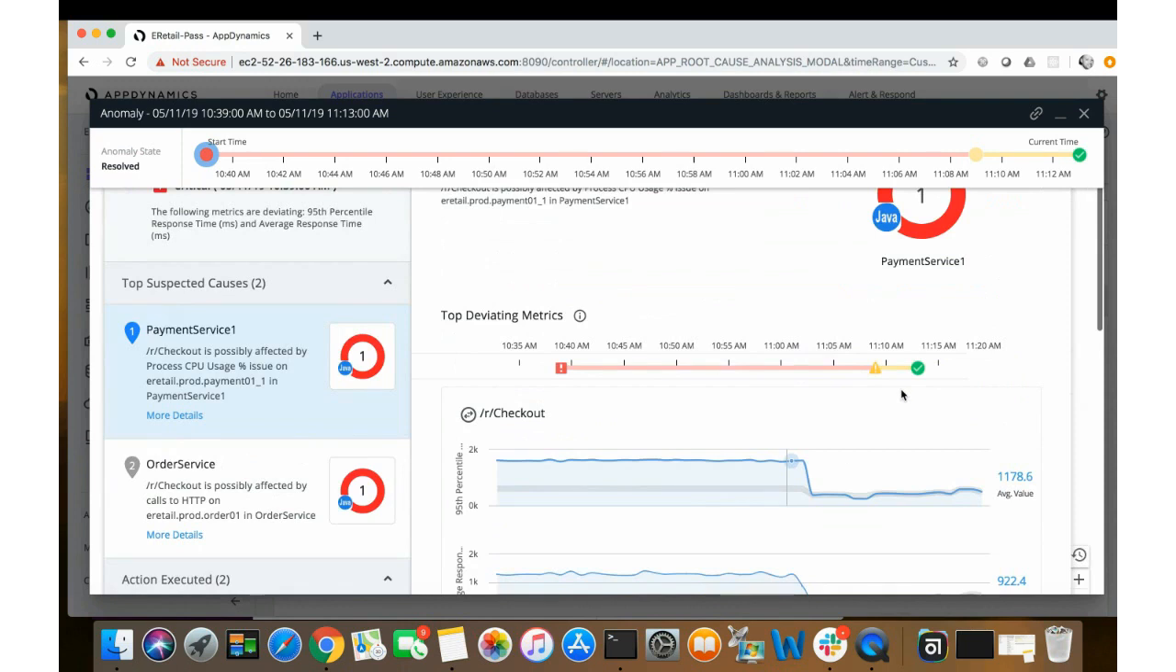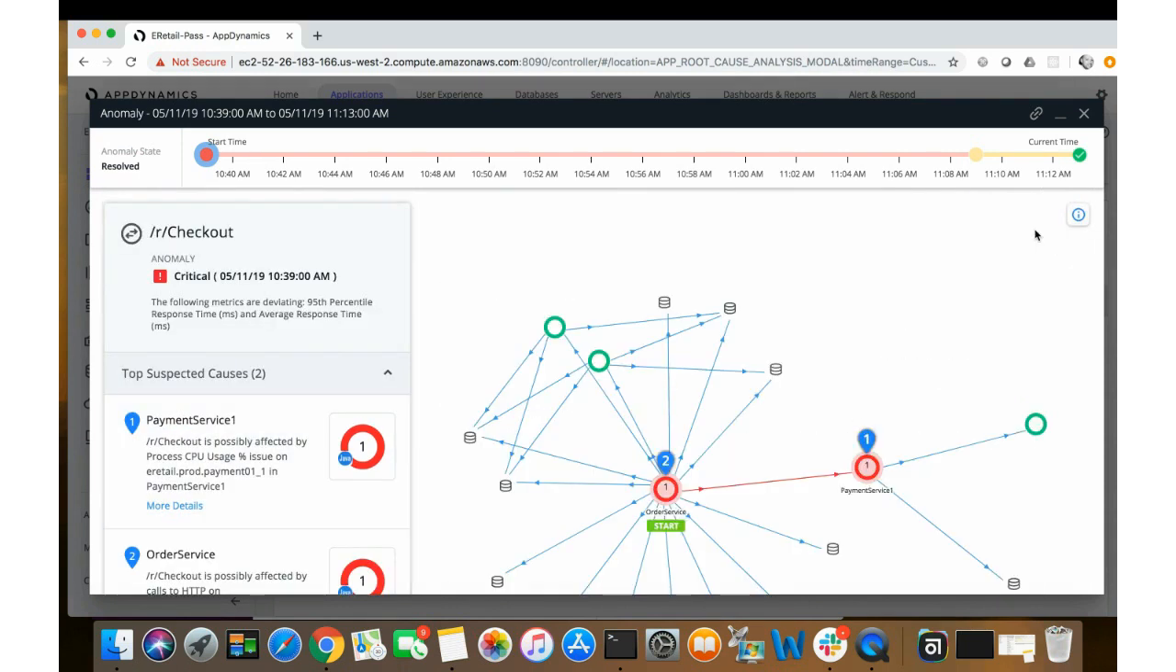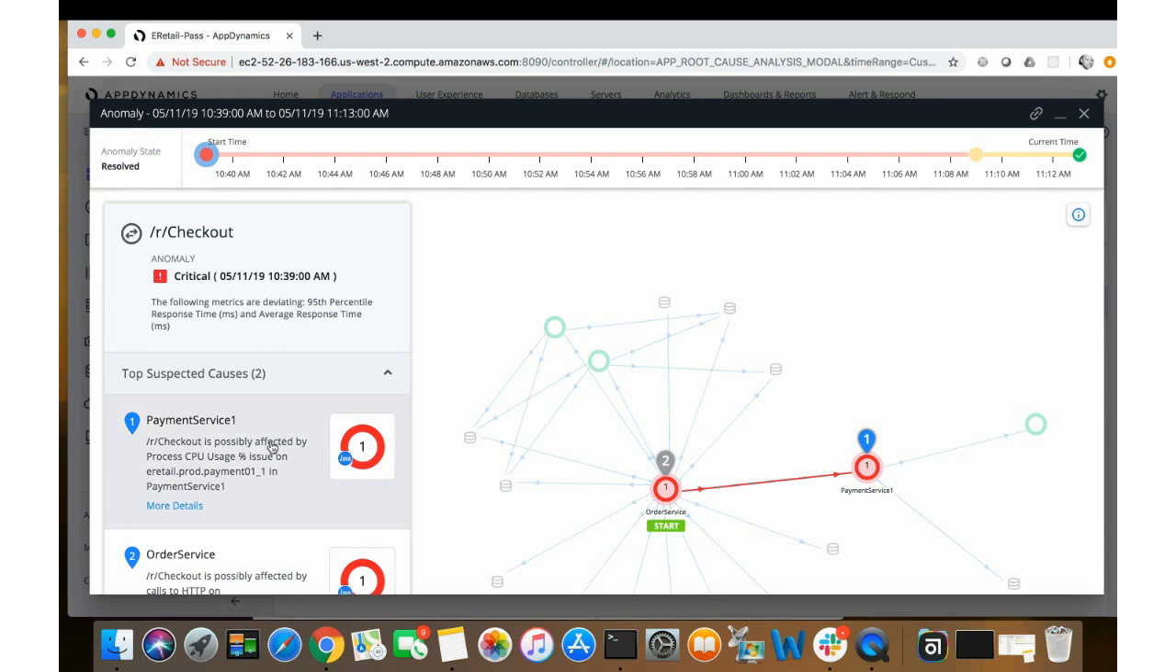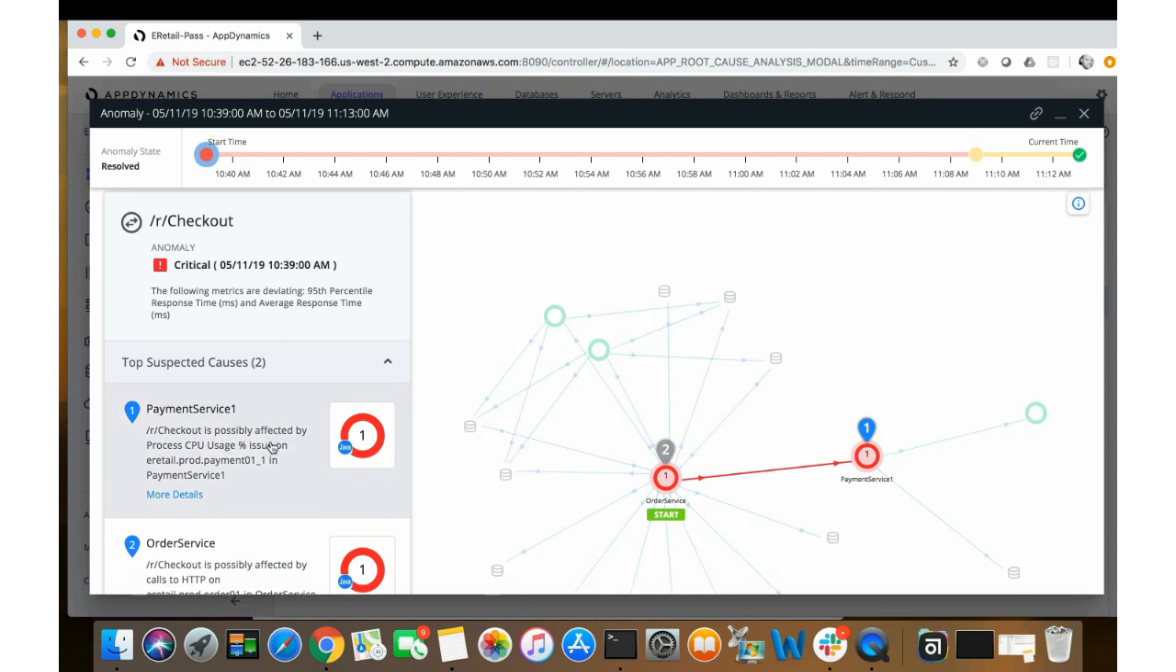So I'll just quickly recap here. We were able to drill into this business transaction. We could see that we detected an issue with the 95th percentile response time as well as the average response time. We drilled into the top suspected cause, and we can see that the payment service has a CPU issue. The CPU is at a very high level, and that's impacting the payment service, which the order service relies on, and that in turn is slowing down this business transaction.